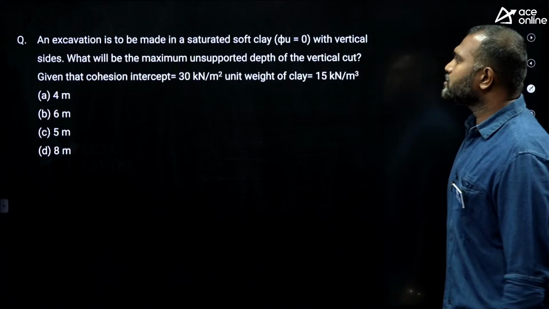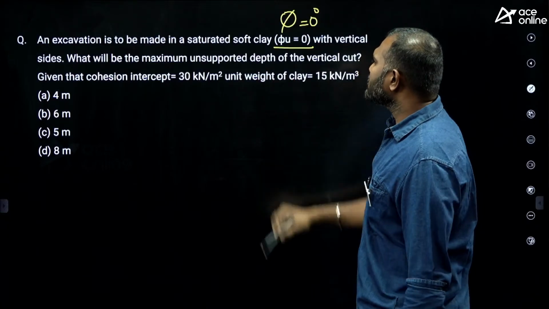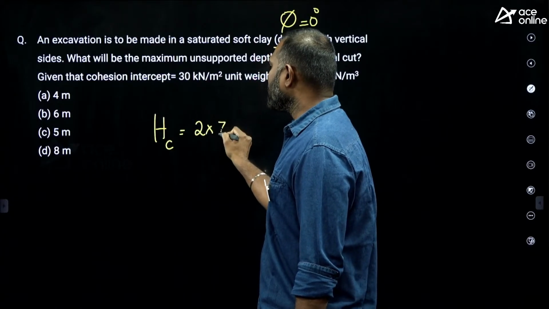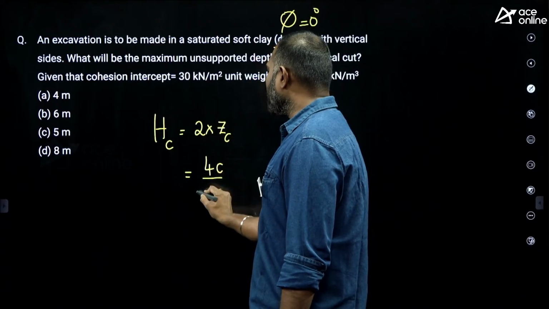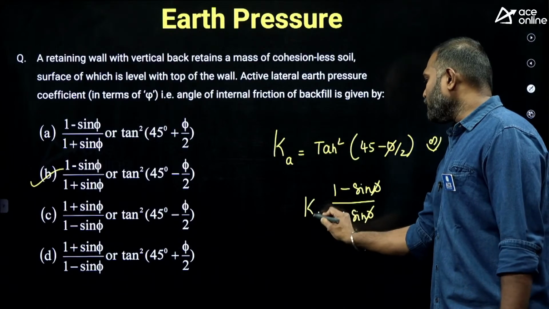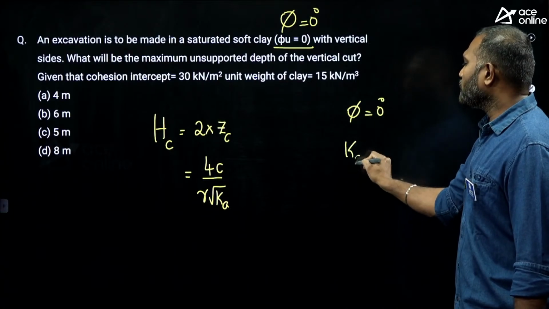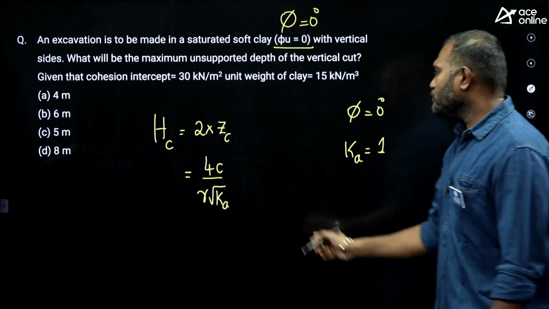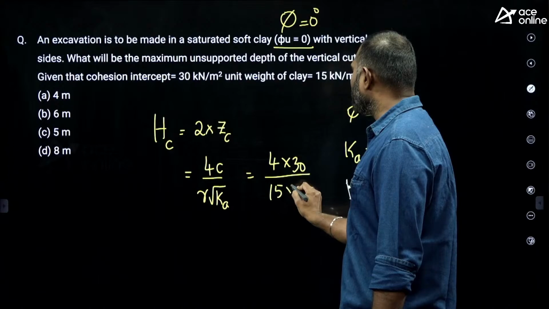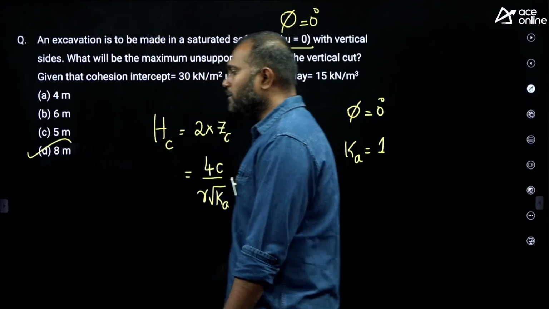Now, an excavation is to be made in a saturated soft clay where the phi value is given as 0 degrees. What will be the maximum unsupported depth? The maximum unsupported depth HC is 2 times the tensile crack depth ZC, which is 4C by gamma root Ka. Just now we have seen the Ka value. Whenever phi is 0 degrees, Ka is 1 minus sin 0 by 1 plus sin 0, which becomes 1. So it is 4 into cohesion 30 by gamma 15 into root 1, which is 8 meters. The correct answer is option D, 8 meters.